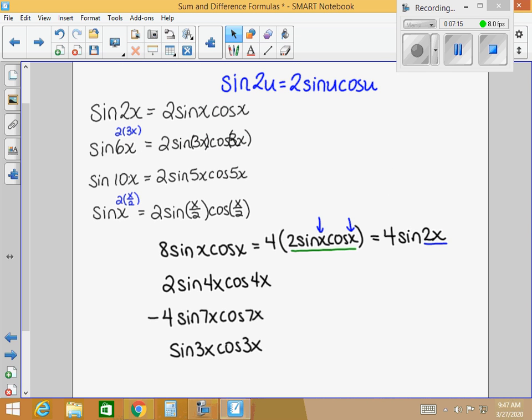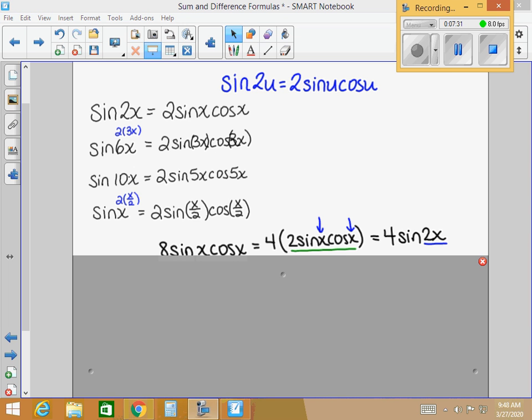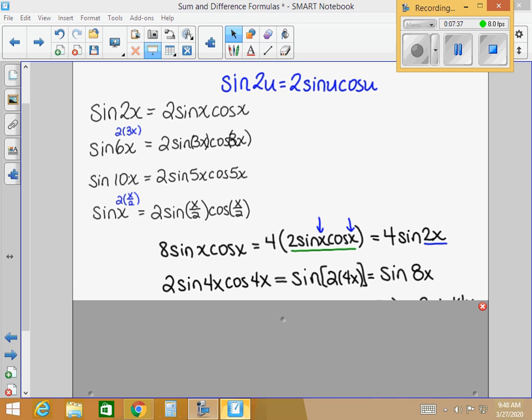Go ahead and take each of those expressions on the left, pause the video, and see if you can put them back together and use a double angle formula correctly on that. Okay. On the next one, when we write it as a single term, if we have 2 sine u cosine u, here's my u, here's my u, I have to double u. I have to take it times 2. And so if we double 4x, we get 8x. So this would be sine 8x.